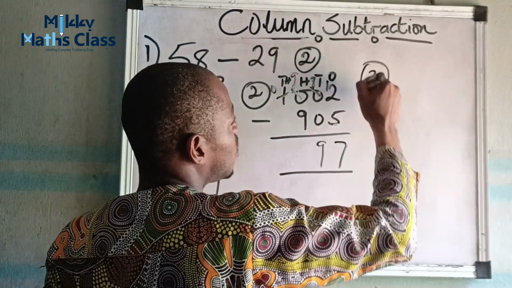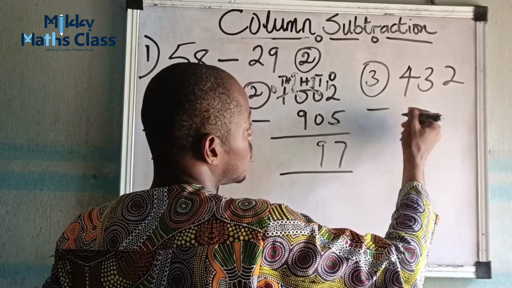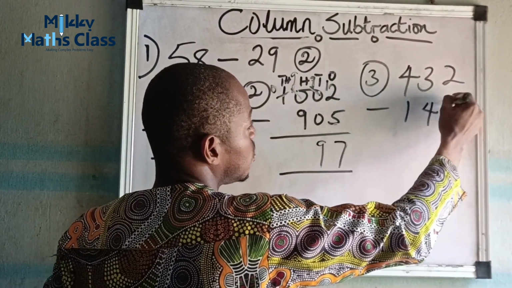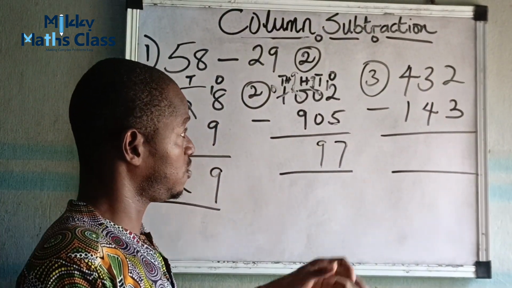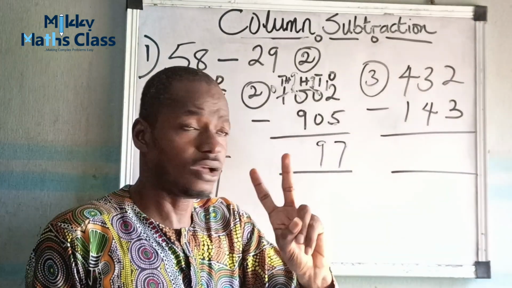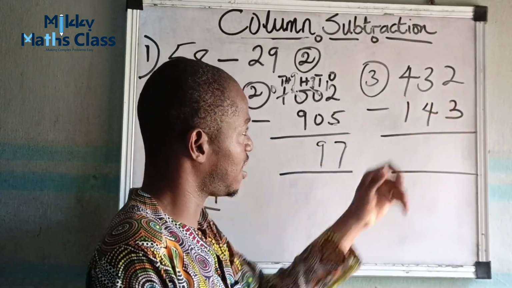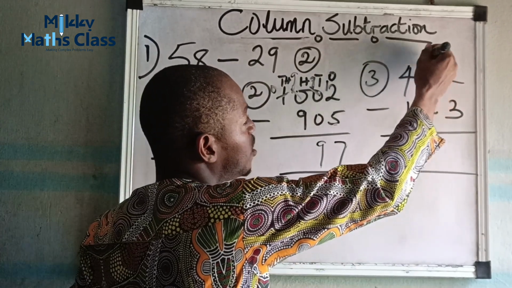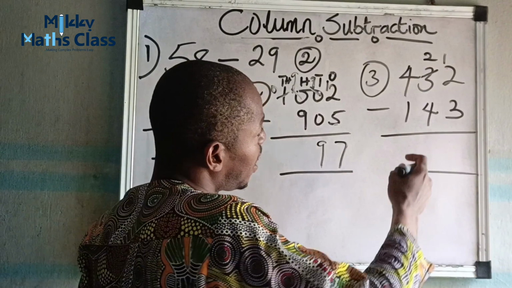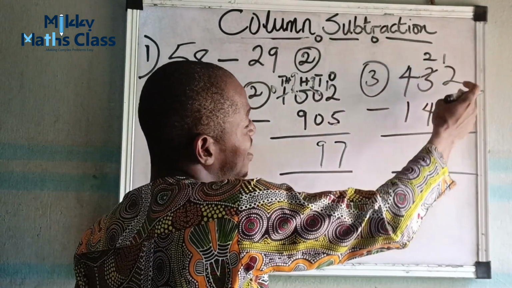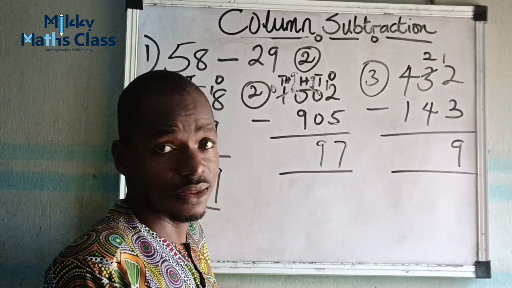Number 3, let's look at something like this: 432 minus, let's say, 143. The same thing. Now this is 2. I cannot take away 3 from 2. So what do I do? I borrow from this 3 that is here. It becomes 2. I add the one I borrowed there. Now 12 minus 3, that's 9. I put my 9 there.